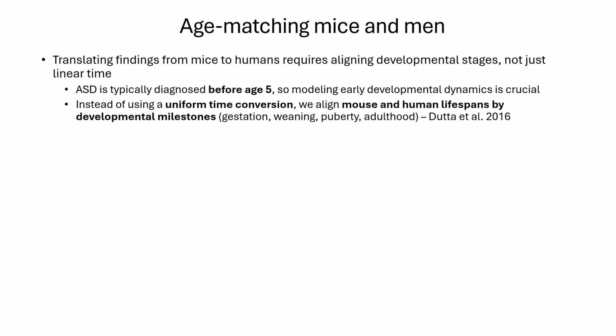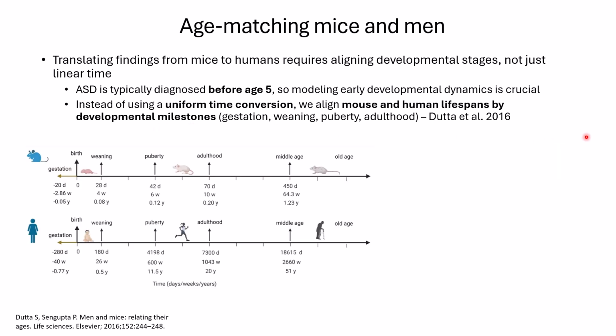What I ended up doing is I found this great paper by Dutta and colleagues. Here's the reference, relating the ages of men and mice. Instead of using uniform time conversion, the authors aligned mouse and human lifespans by developmental milestones. I reworked the data from that figure, so while this is my figure, it is completely based on the data and analysis done by the Dutta paper. I'm trying to show how long the gestation would be, mapping-wise. Birth, we're starting at 0, weaning, puberty, adulthood, middle age, etc.